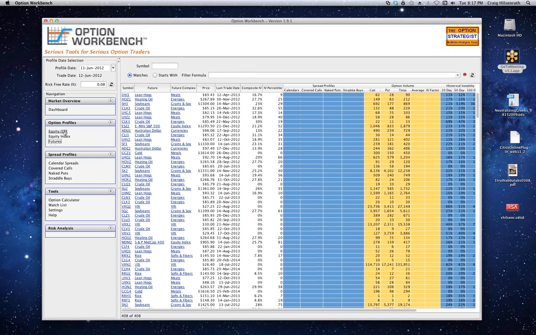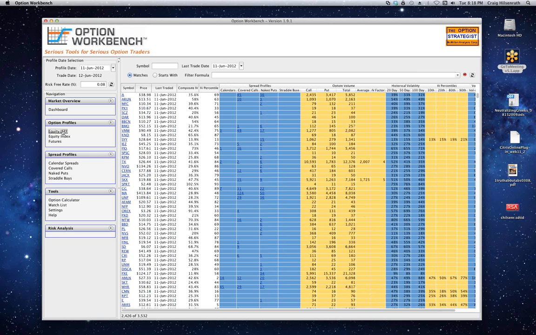And I won't really go into futures and equity indexes tonight. Just mostly I'll stick with the equities and ETFs. So the first thing that we see here is the option profile table, and actually I'll click on this arrow so we get a little bit more real estate.